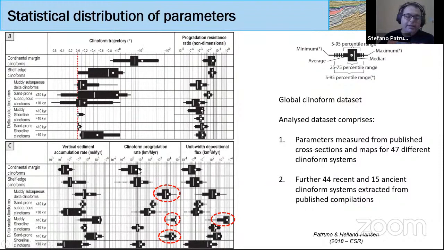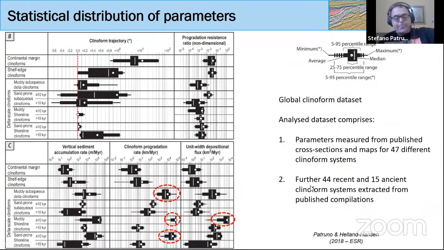And you can see that over here, this clinoform progression rate in kilometers per million years. Here, of course, it's a logarithmic scale, and there are several orders of magnitude between the progression rate of the big scale clinoforms and the progression rates of the delta scale clinoforms, particularly the muddy subaqueous deltas, because the muddy subaqueous deltas are very fast. Most muddy subaqueous deltas are associated to the present day large rivers of the world, the Yangtze, the Ganges, the Amazon. You know, that's where most publications on the muddy subaqueous delta come from. And there is a huge amount of sediment input associated to those systems.